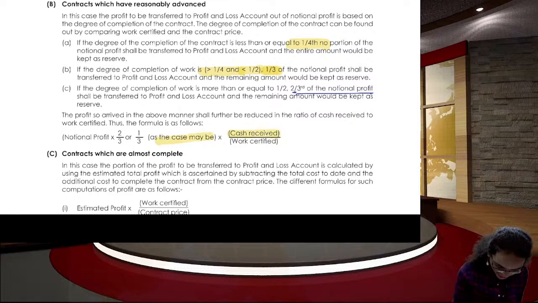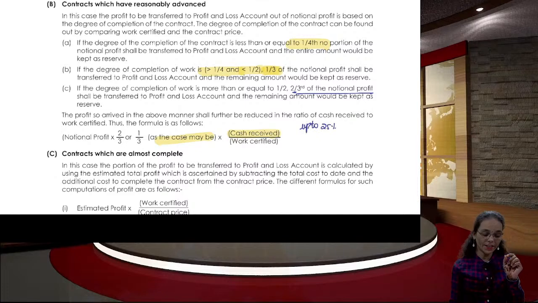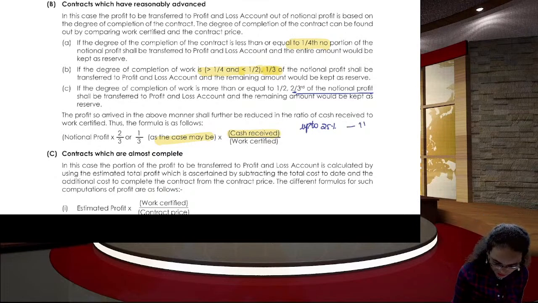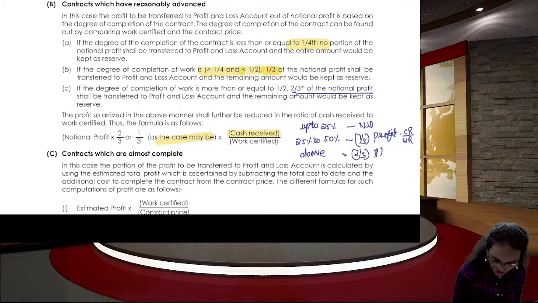I'll write up to 25% degree of completion of the contract: nil to be transferred to the P&L. If it is 25% to 50%, then one third of notional profit into cash received by work certified. If it is above 50%, 2/3 of the notional profit, NP, into cash received by work certified.